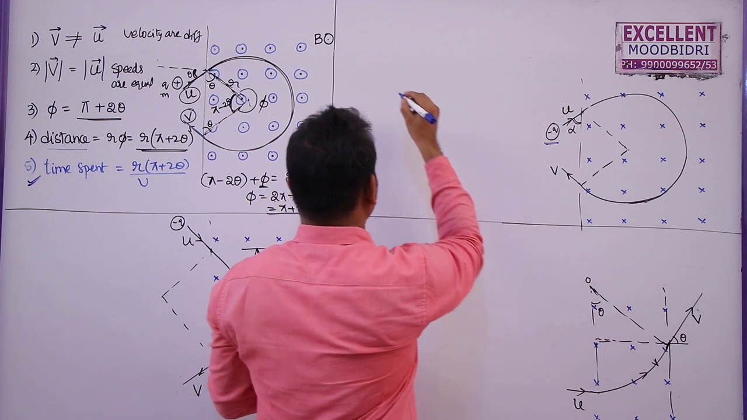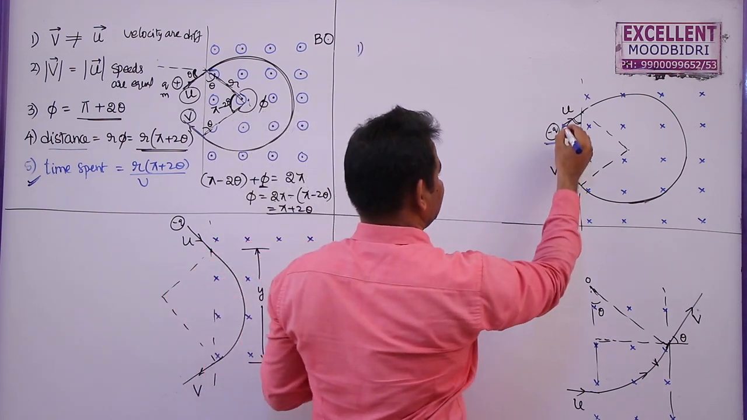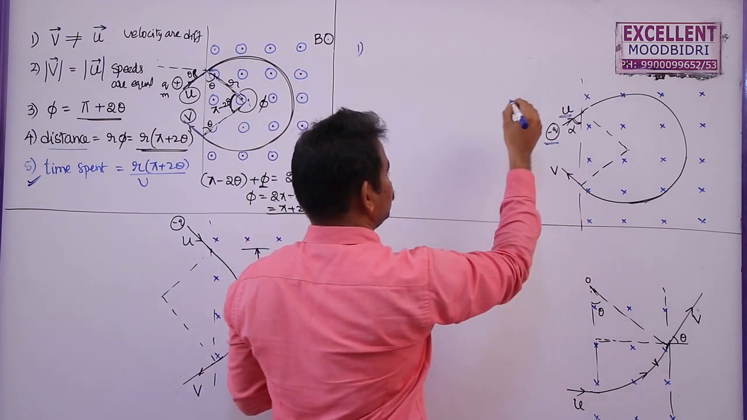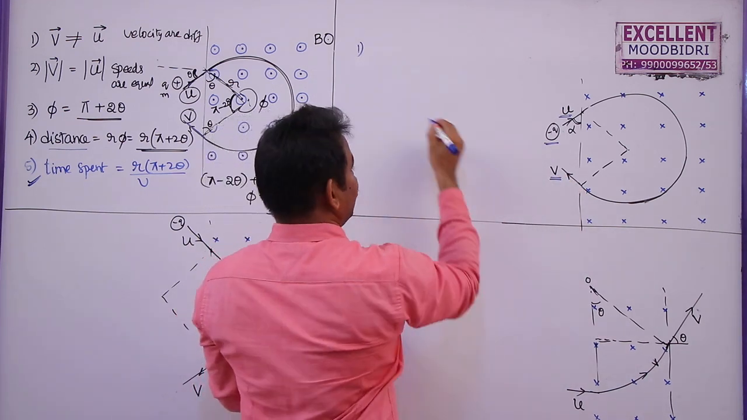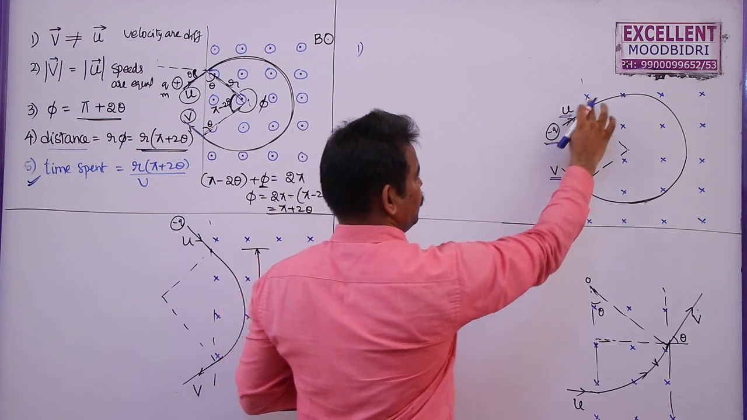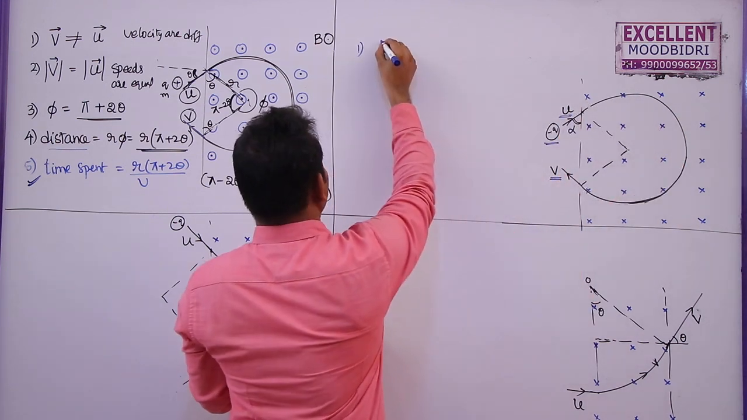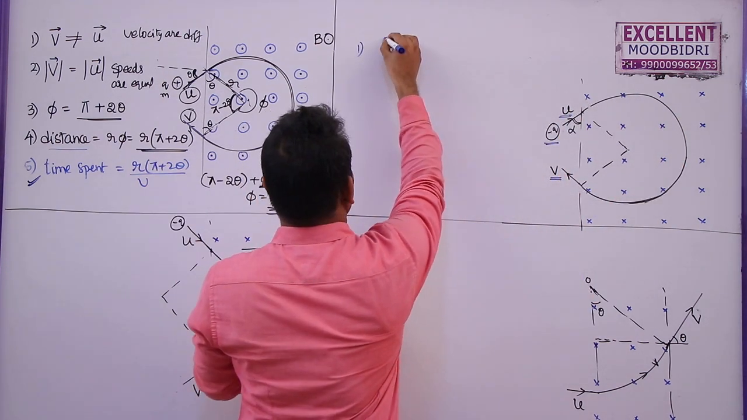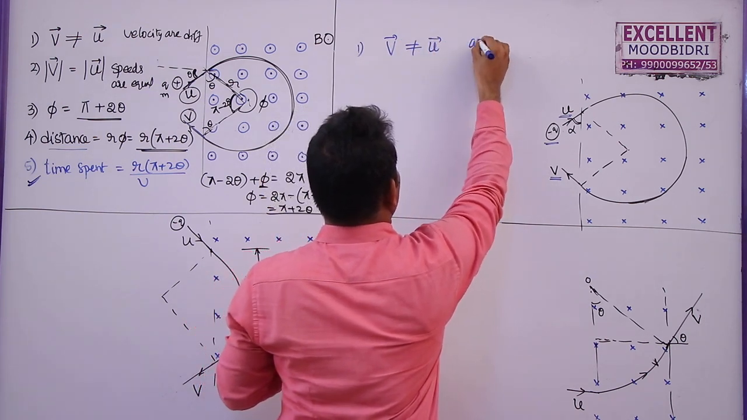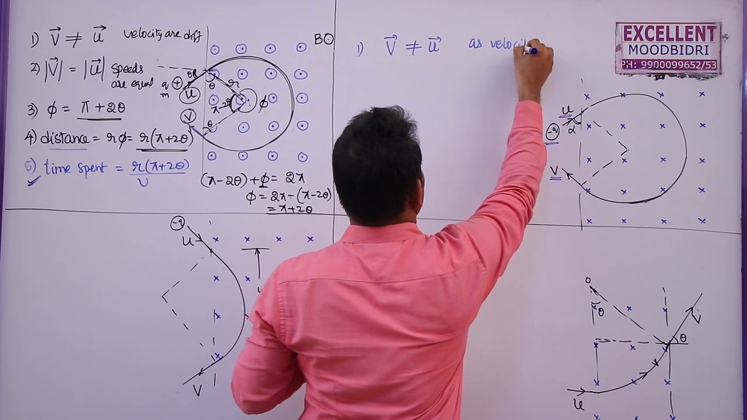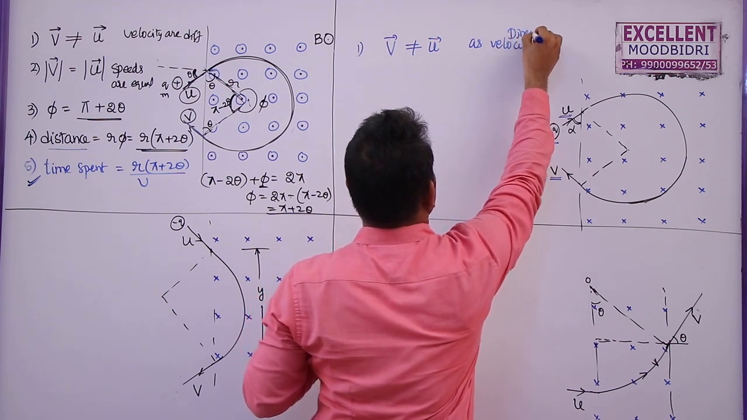Now in this case, the velocity with which it enters the magnetic field is u, and the velocity with which it leaves the magnetic field is v. But the direction of the velocity changes, while the magnitude never changes. So the first point, similar to this, is v vector is not equal to u vector, as the direction of velocity changes.